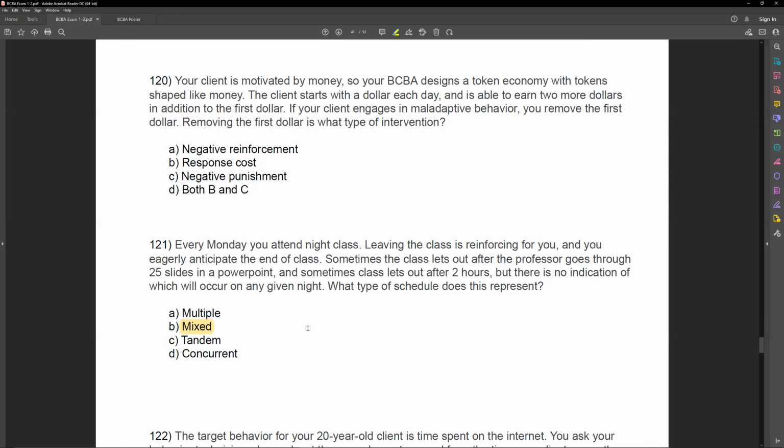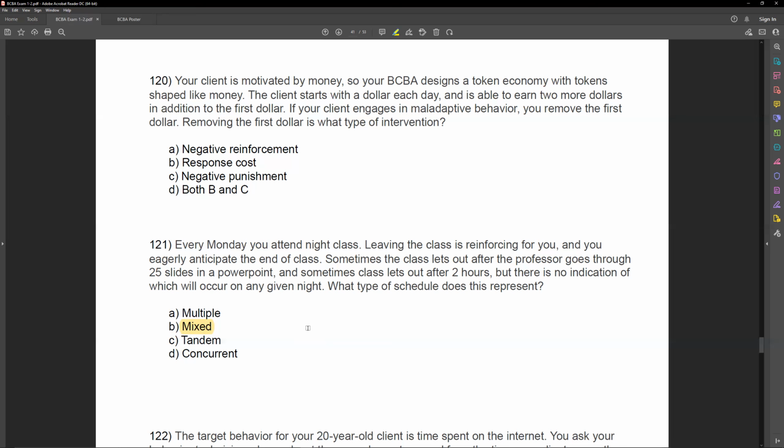This is how you need to think about compound schedules. They want to know, okay, does an SD signal it or not? How many schedules are occurring? Does it happen in sequence? There are 7 of these compound schedules. 6 of them come in pairs, multiple and mixed. Concurrent is the only one that doesn't. Concurrent is the matching law.